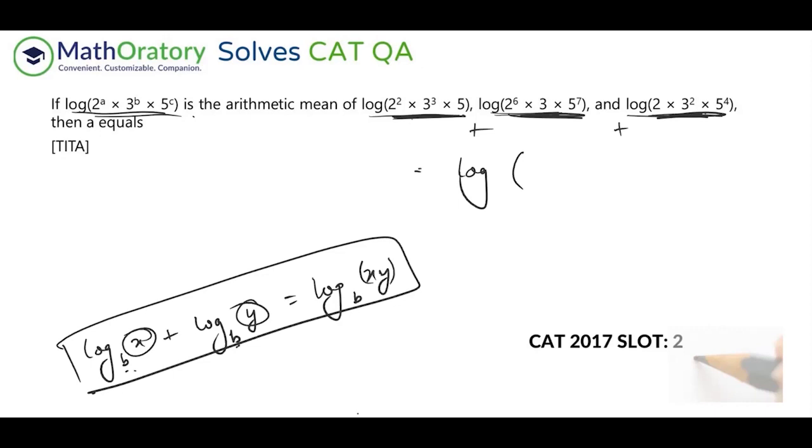So that is 2 square into 2 to the power 6 into 2 to the power 1. That is 2 to the power 9, into 3 cube into 3 to the power 1 into 3 square. So that is 3 to the power 6. 5 into 5 to the power 7 into 5 to the power 4. So that is 5 to the power 12. That will be the sum of these three logs.